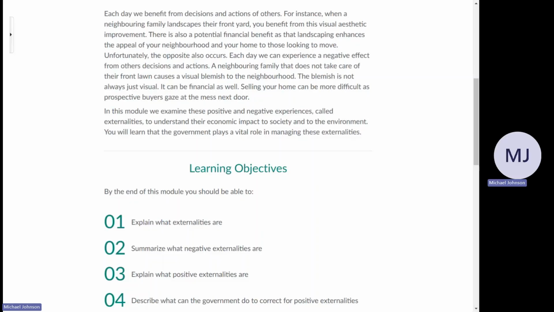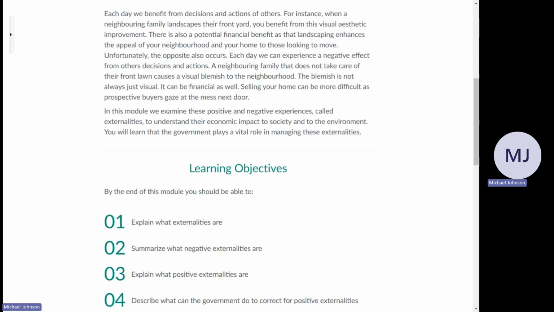Each day we benefit from the decisions and actions of others. For instance, when a neighboring family landscapes their front yard, you benefit from this visual aesthetic improvement. There is also a potential financial benefit as that landscaping enhances the appeal of your neighborhood and your home to those looking to move. Unfortunately, the opposite also occurs.